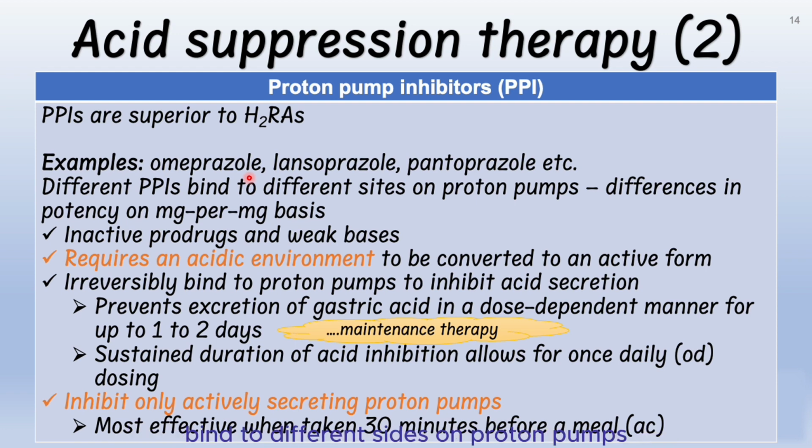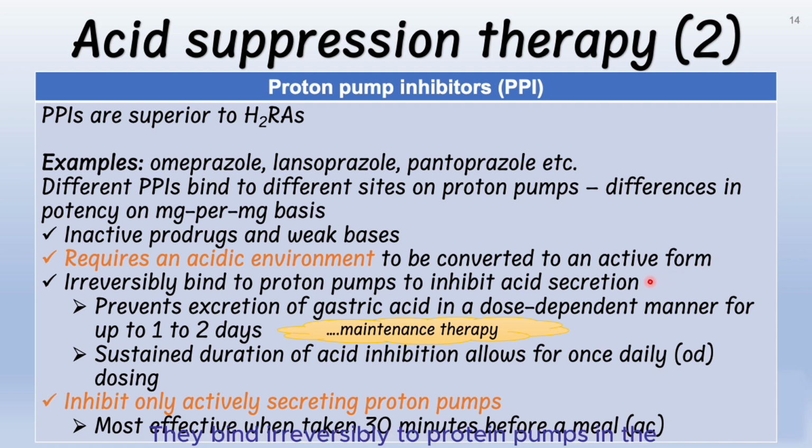The different PPIs bind to different sites on proton pumps, and this is the reason for different potencies on a milligram per milligram basis. These agents are inactive prodrugs and weak bases, which means they require an acidic environment to be converted to an active form. To protect the PPI from degradation before reaching the actual site of action, these medications will be enteric coated. This delays absorption and a maximum plasma concentration is reached after 2 to 3 hours.